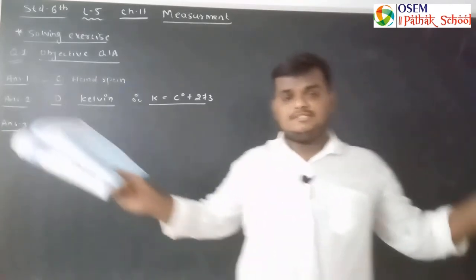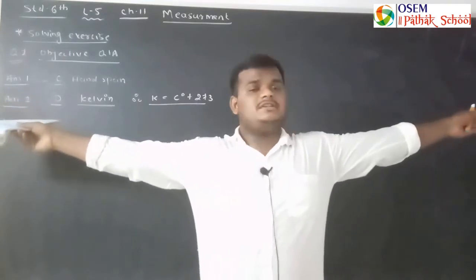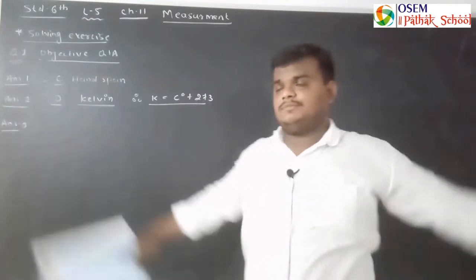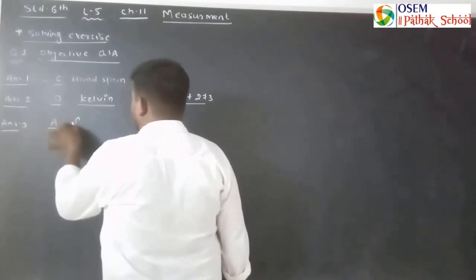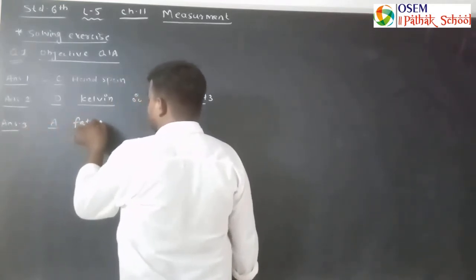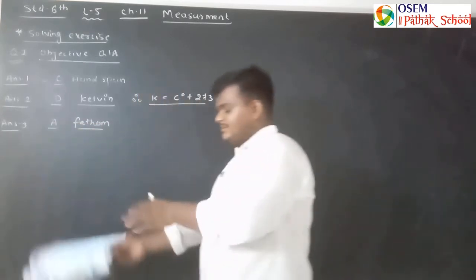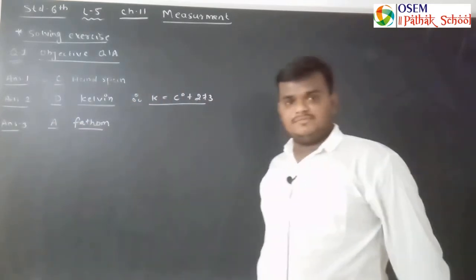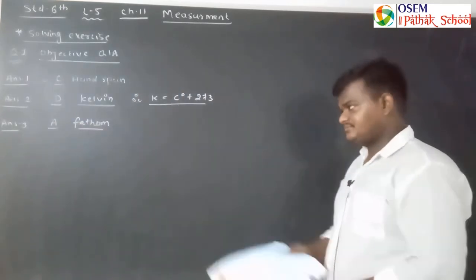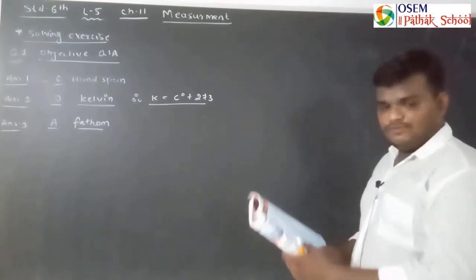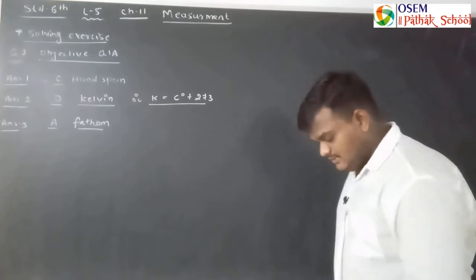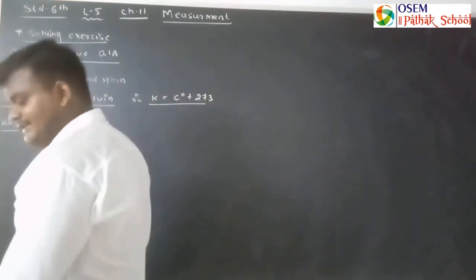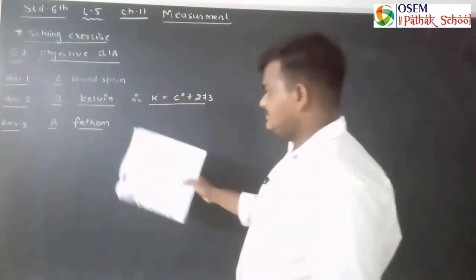So here these are outstretched arms. The distance between two outstretched arms is generally known as option A, fathom. Handspan is the measurement from here to here. This is our handspan. After that, foot is the measurement from here to here, and pace is the distance between two walking steps. So option number A is fathom.